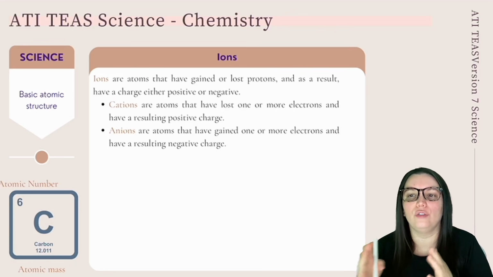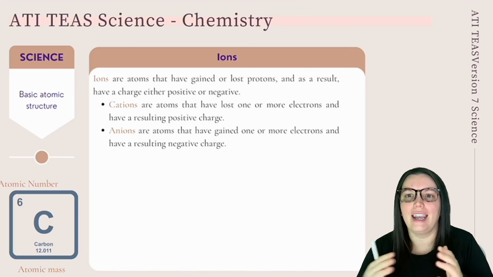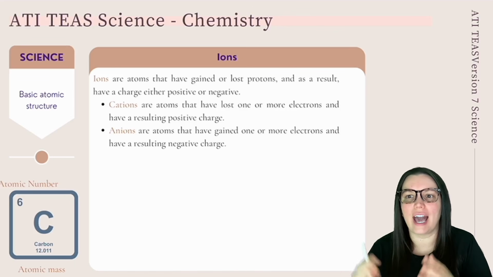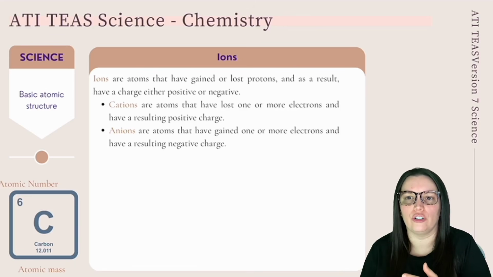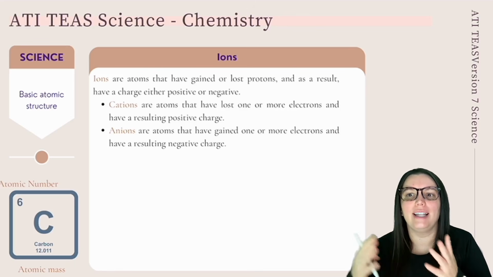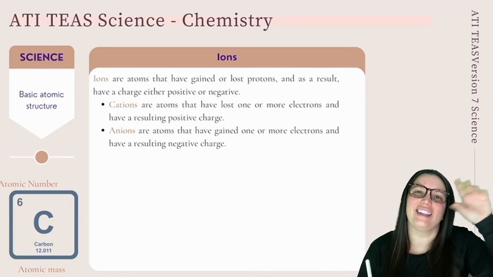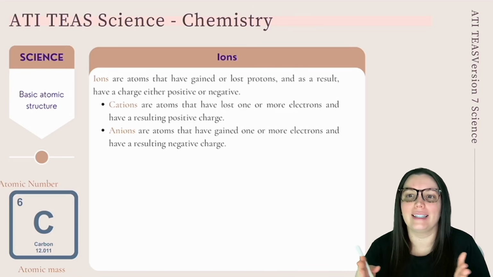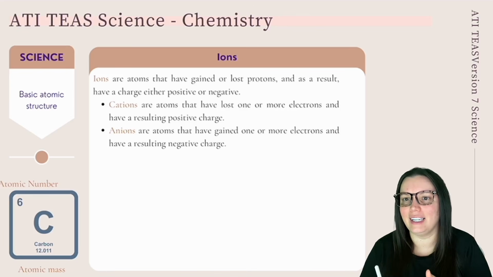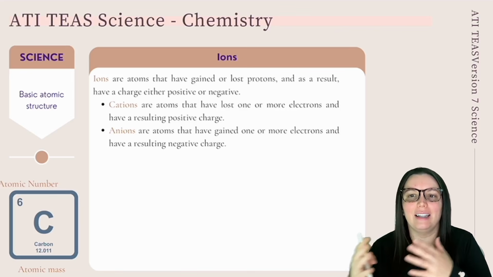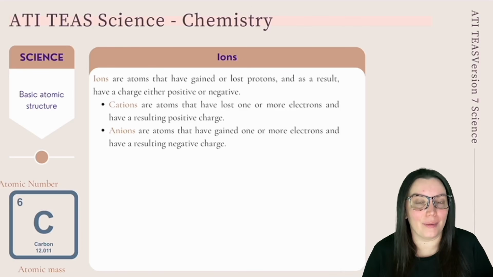Cations are atoms that have lost one or more electrons and have a resulting positive charge. Whereas anions are atoms that have gained one or more electrons, resulting in a negative charge. When an atom gains electrons, it usually happens within its outermost shell. So for example, chlorine has 17 protons, 18 neutrons, and 17 electrons. When chlorine gains an electron, it becomes an anion because now it is more negatively charged.